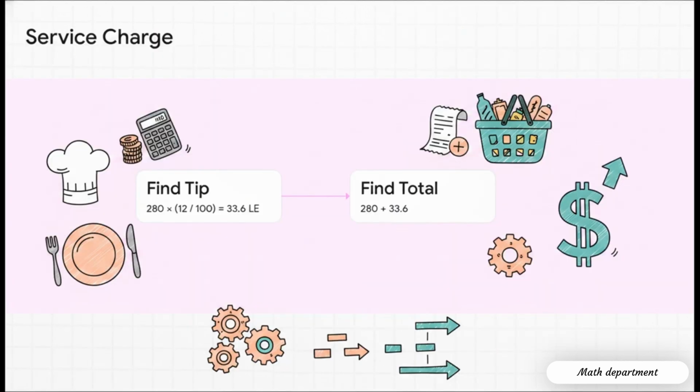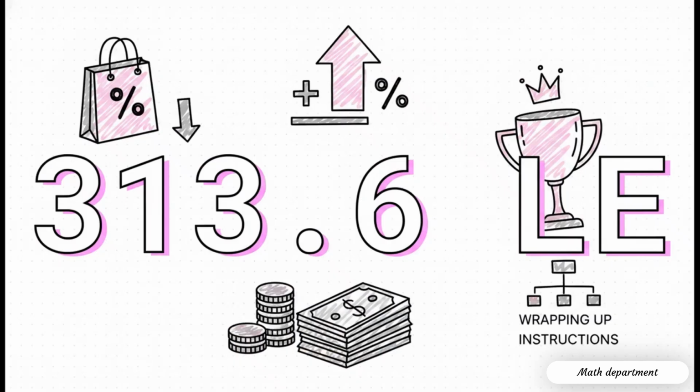Step 1, take that 280 LE meal and multiply it by 12 over 100. That gives us a service charge of 33.6 LE. Now be careful here. It's so tempting to just find that tip and stop. But remember, we must perform step 2. We have to add that 33.6 LE service charge back onto the original 280 LE bill to find her actual total. Add them together and we see Layla pays a grand total of 313.6 LE.